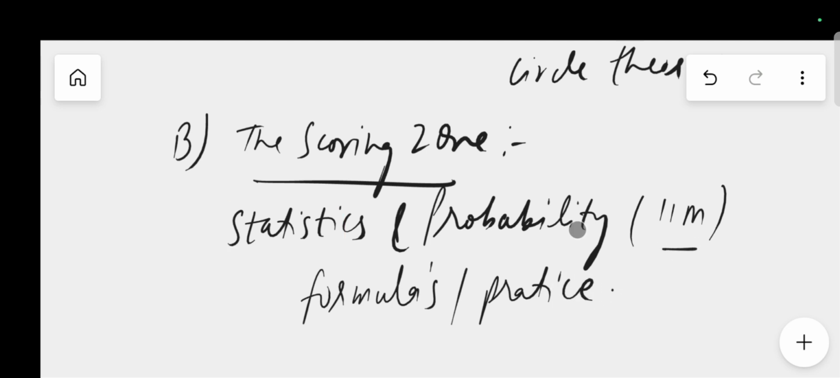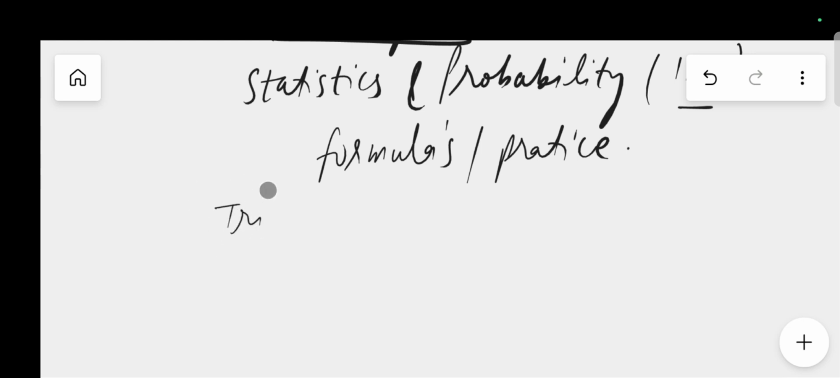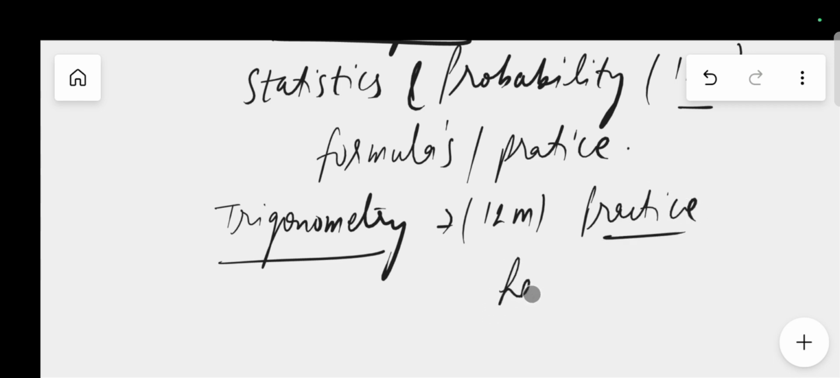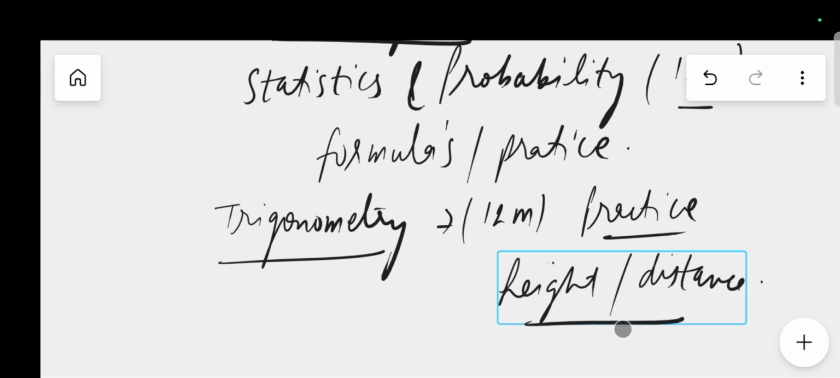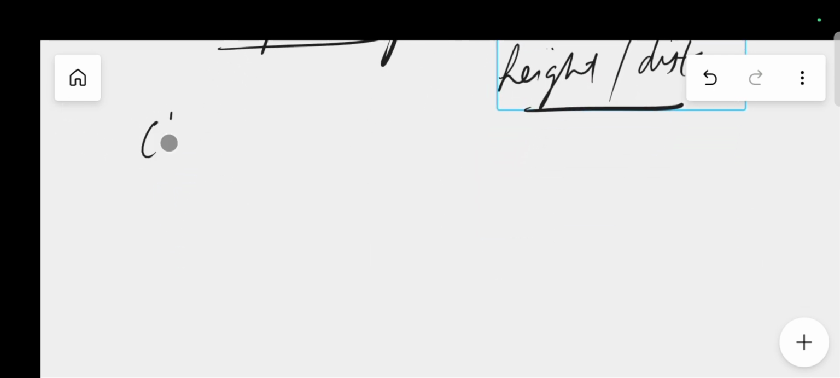Okay. And I put trigonometry here as well. 12 marks of direct questions come from this chapter, trigonometry. So basically practice height and distance questions. It is usually a guaranteed 4 or 5 marks question coming directly from these topics, height and distance.